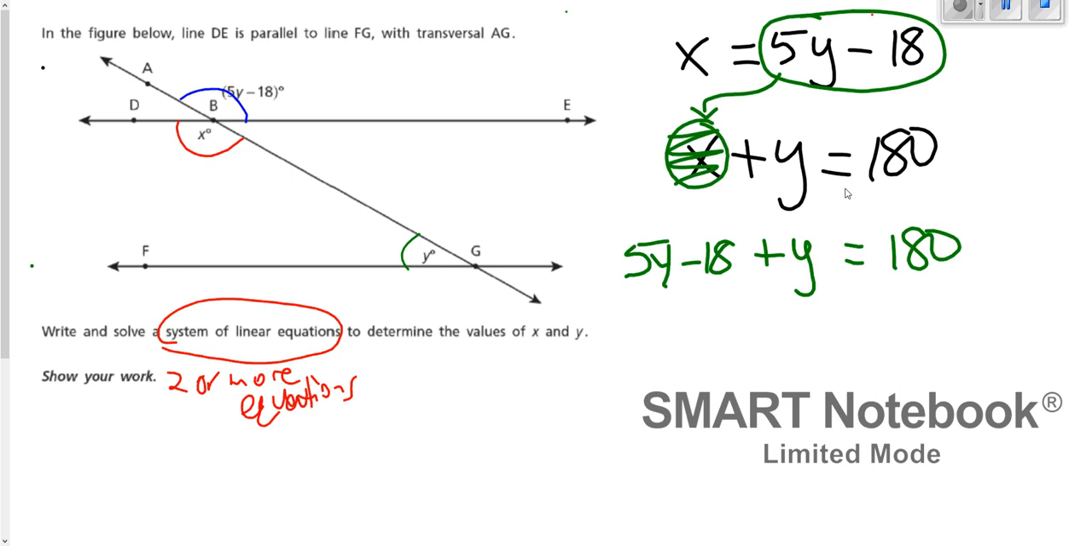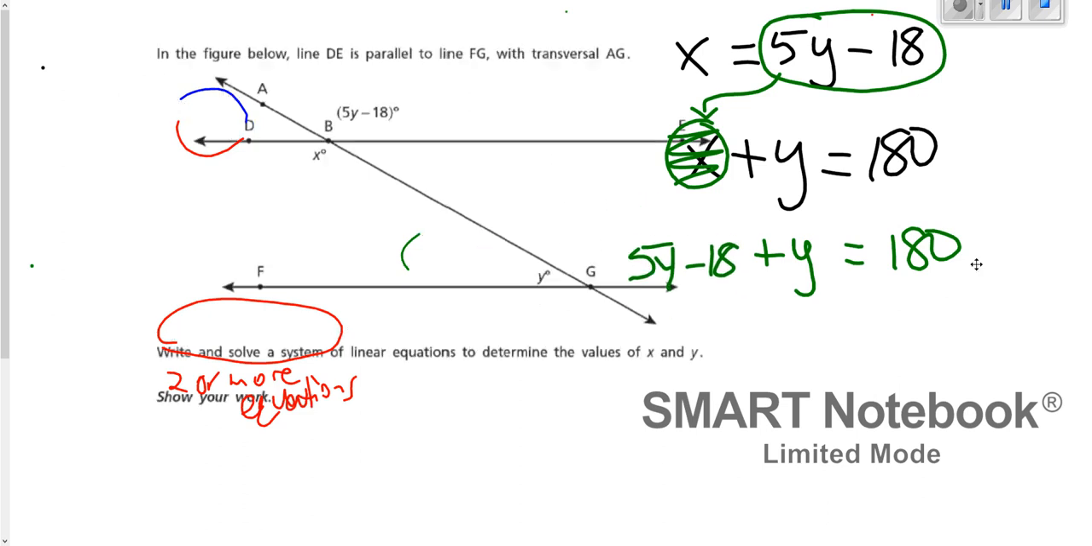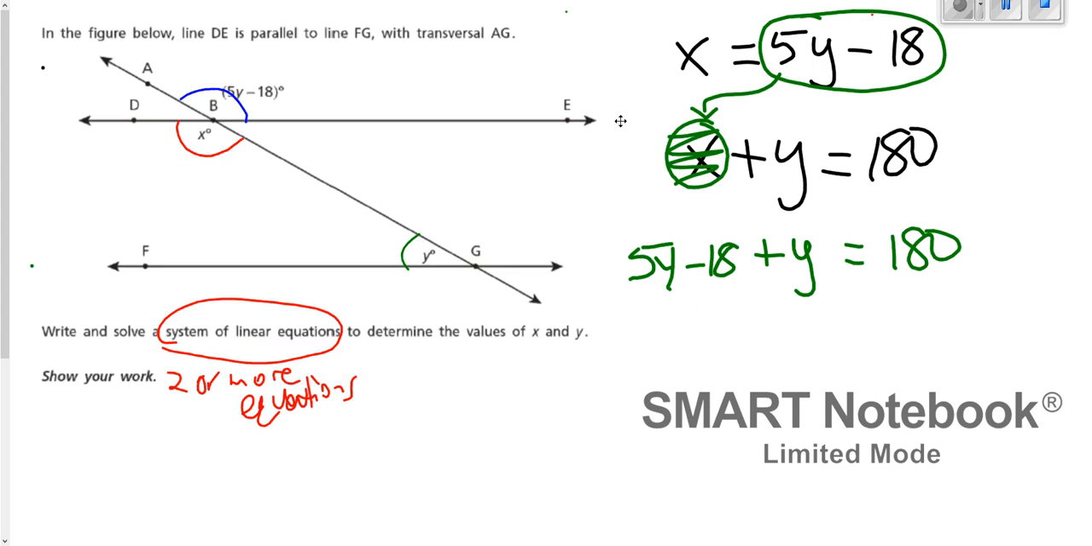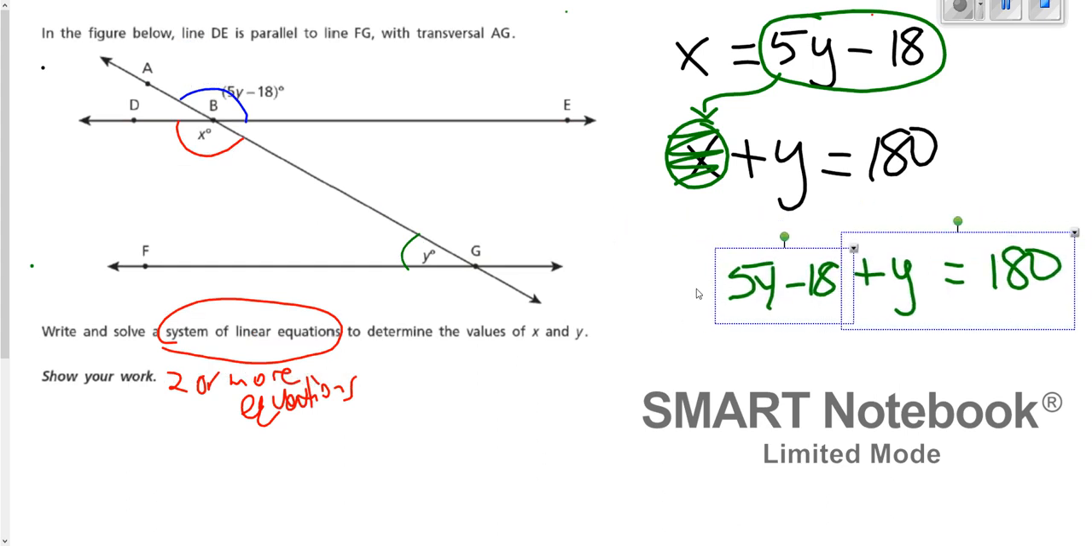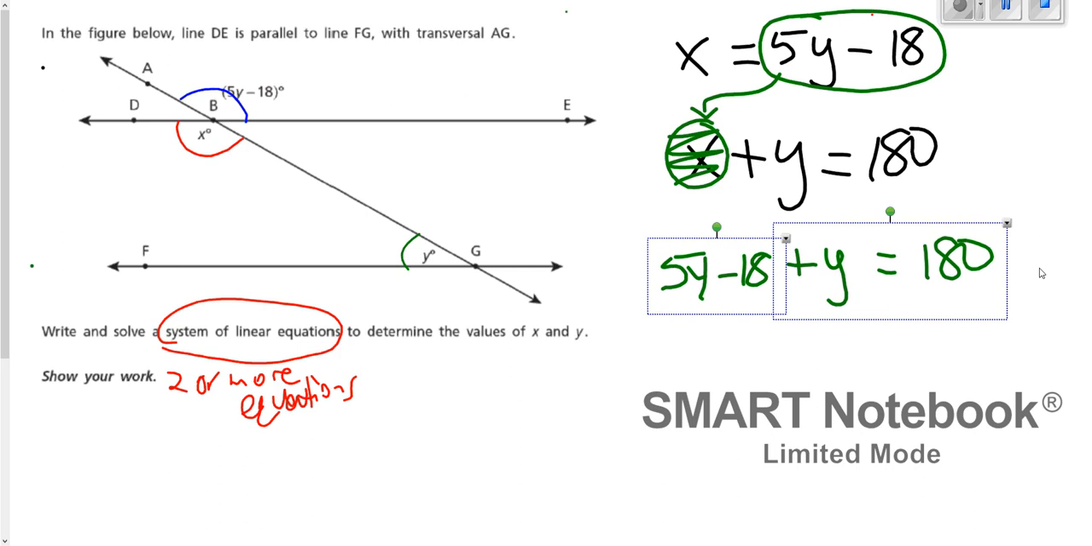Why does that help us? It helps us because we don't know how to solve equations that have two different variables in them. They're impossible to solve. But we do know how to solve equations that only have one variable. So this equation right here only has one variable. It's an equation we learned how to solve in Unit 1.